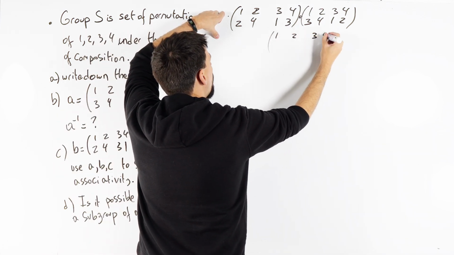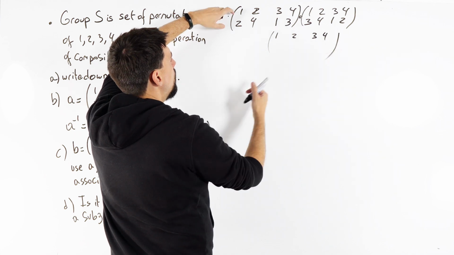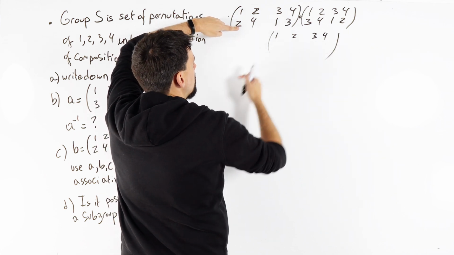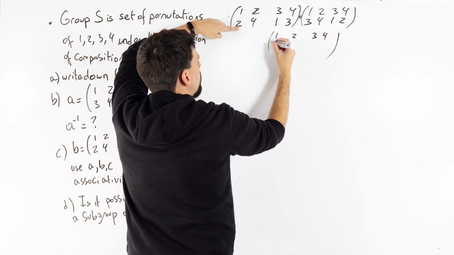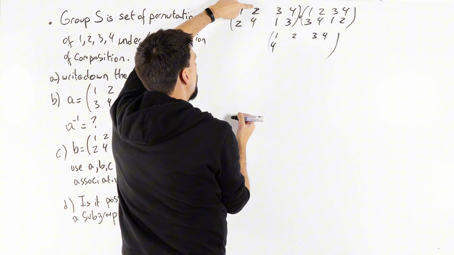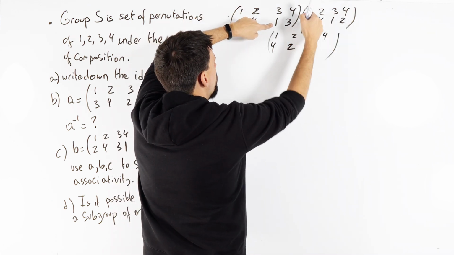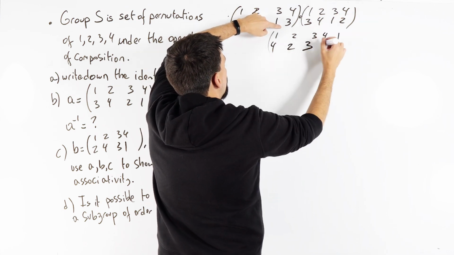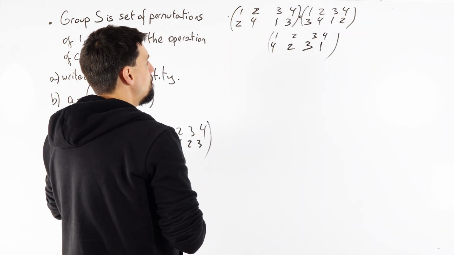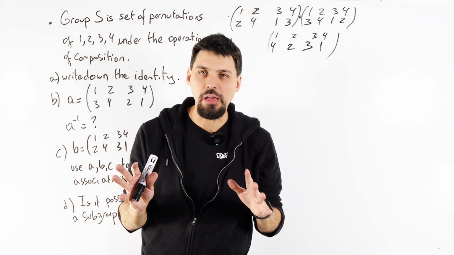1, 2, 3, 4. We're always going to start 1, 2, 3, 4. So element 1 goes to element 2, element 2 goes to element 4. So overall 1 has gone to 4. 2 goes to 4, 4 goes to 2, so 2 goes to 2. 3 goes to 1, 1 goes to 3. 4 goes to 3, 3 goes to 1. All right, that's what we're talking about here.